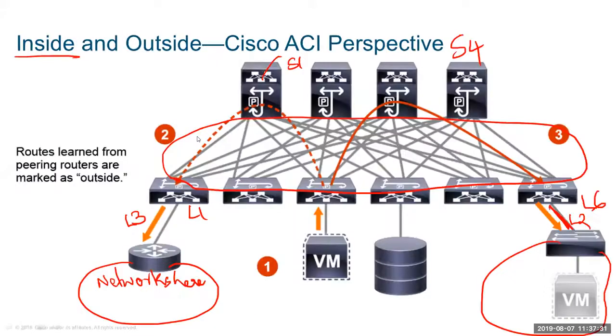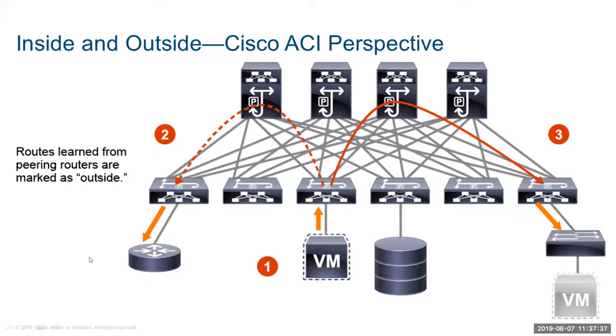Now, there it says, routes learned from peering routers. I am going to say peering layer 3 entities. Because peering devices, device running routing protocol need not necessarily be a physical router. Any layer 3 peering entities, any routing updates received from them are known as the outside networks.